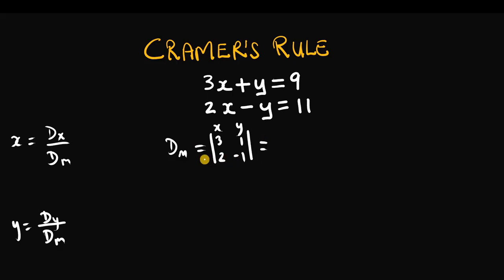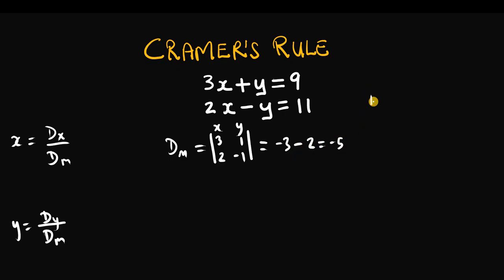Now, in computing the determinant, we multiply the elements in the main diagonal. So 3 times -1 is -3. Minus 1 times 2, that's 2. So we multiply the elements in the main diagonal, get -3. Then we multiply the elements in the other diagonal, 1 times 2, gives us 2. And then we subtract. So -3 minus 2 gives us -5.